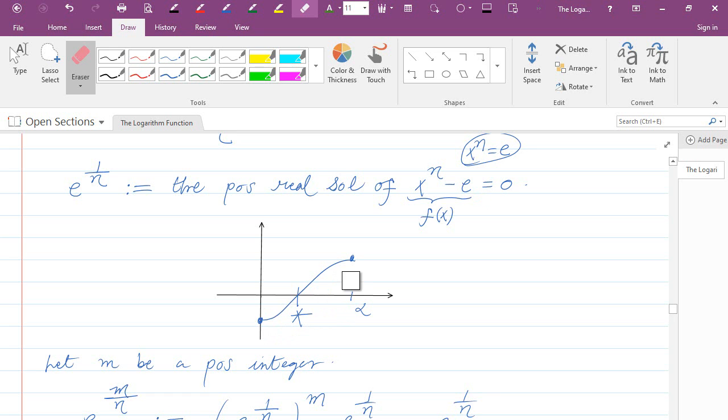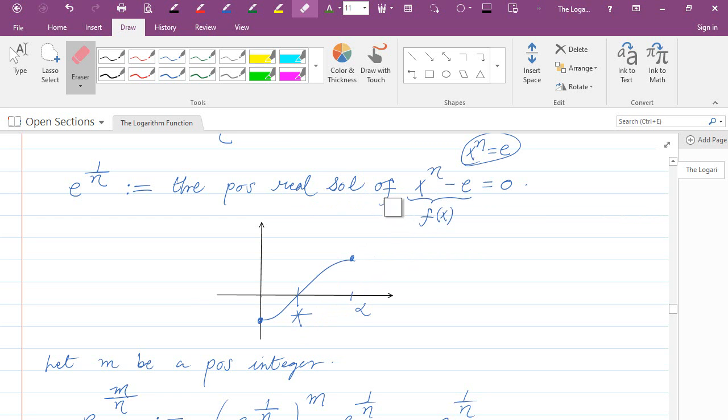And this is not the graph of this function f here. I'm just saying that when you have a real root of this function, it means the point on the x-axis where the graph of f crosses the x-axis. So this is the x-intercept. So we're talking about the x-intercept of the function f here, which is x to the n minus e.